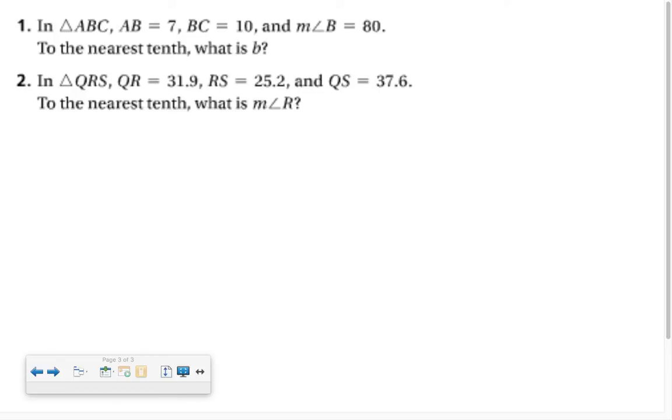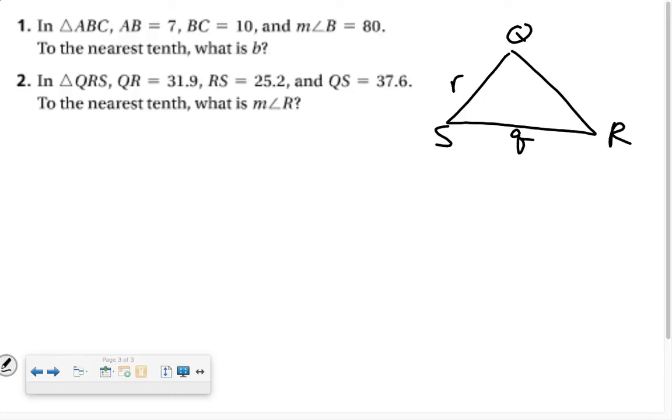In example 2, I have triangle QRS. Let's draw the diagram so we know what's where. Okay, so QR is 31.9. RS is 25.2. And QS is 37.6. This time, we are trying to find the measure of an angle.